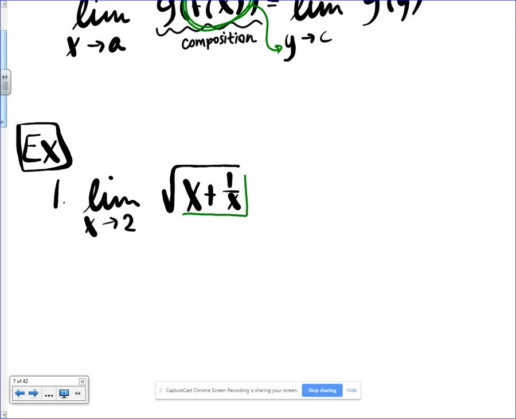Y'all see this piece right here? That is the little piece that was plugged in underneath the square root. Fair enough? Okay, so what we're going to do is we're going to say, let y be x plus 1 over x. Okay?